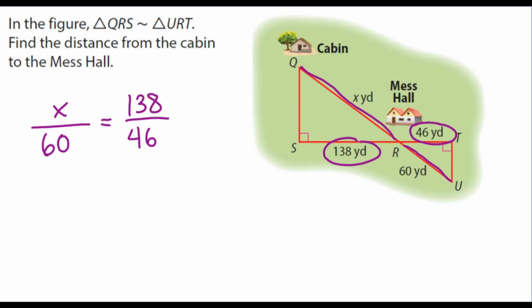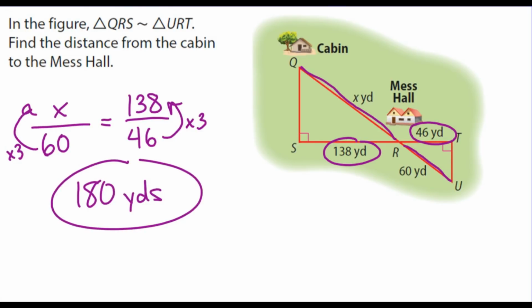So here we have this measurement, and again, you can use any method you want to solve this. I don't know off the top of my head, times 3. There we go. 46 times 3 is 138. So to find the distance from the mess hall to the cabin, I'm going to take 60 times 3, which is 180 yards. So using those similar shapes to find missing measurements. So again, we're just applying similar shapes. We're applying proportions to use what we call indirect measurement to find measurements that we can't access easily.